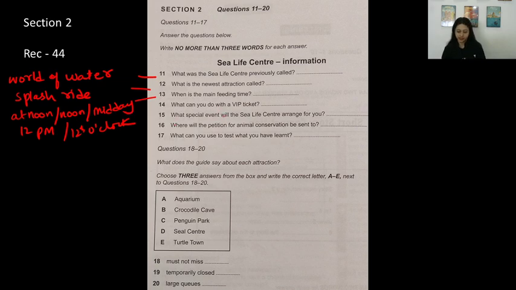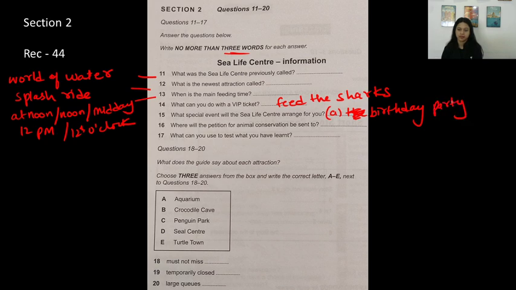And what can you do with a VIP ticket? The answer is feed the sharks. For 15, A is optional. If you want to write A, you can write it because 3 words are allowed. So you can write A, but without A also the answer is correct. Birthday party. So the is not needed, a birthday party or only birthday party.